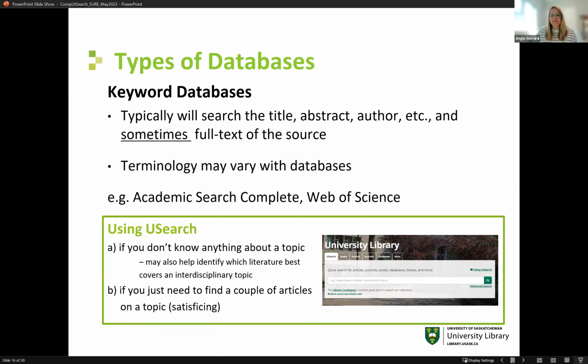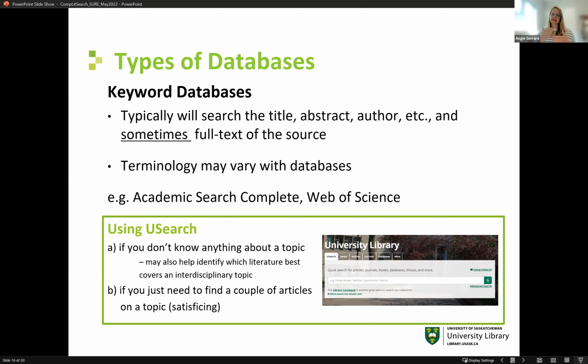When you're looking at databases, there are different types of databases, and there are lots of different ways to talk about them. One of the ways I'll briefly talk about is the idea of what to search, or the words to use. We talk about them in terms of keyword databases or controlled vocabulary databases. Keyword databases are most similar to something like Google or Google Scholar, where you're just typing in keywords and seeing what comes up.